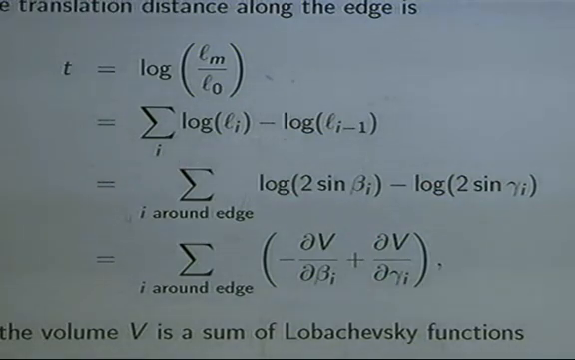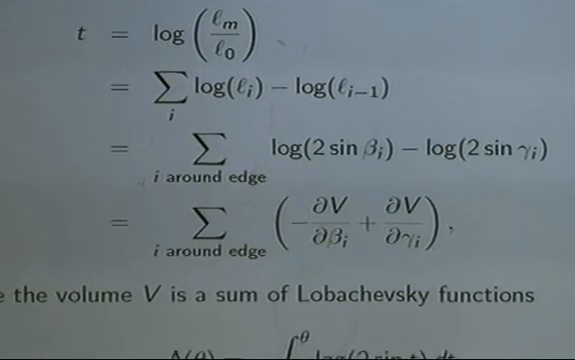Now, on the other hand, L_i over L_{i+1} was the same as the ratio of sine beta_i over sine gamma_i. And I guess we get the same thing if we put in a factor of 2 there. So this is the same as the sum of log 2 sine beta_i minus log 2 sine gamma_i.